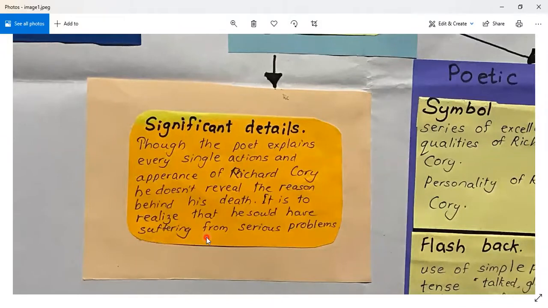That means it is very carefully hidden, because we are meant to realize that he must have been suffering from serious problems, as you discussed here. You can mention some of them when you write your answer.